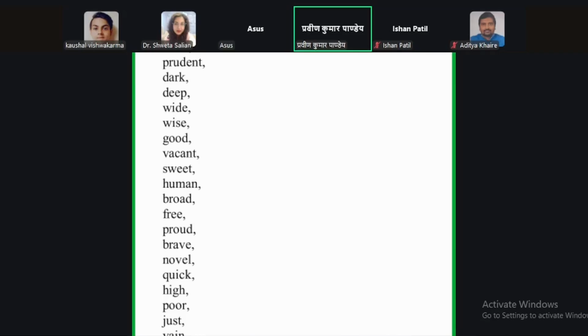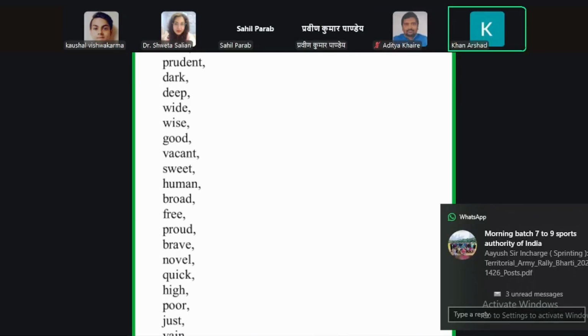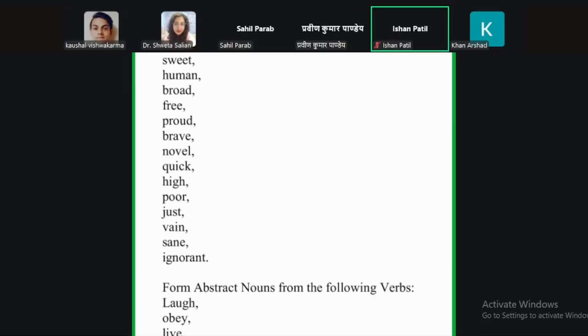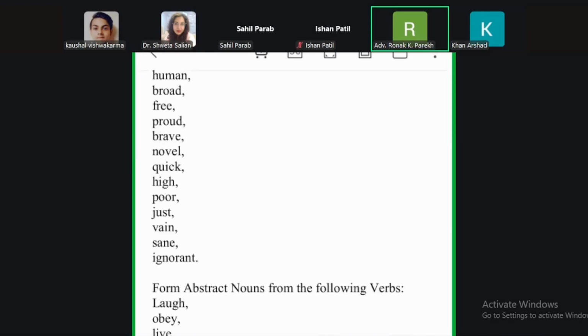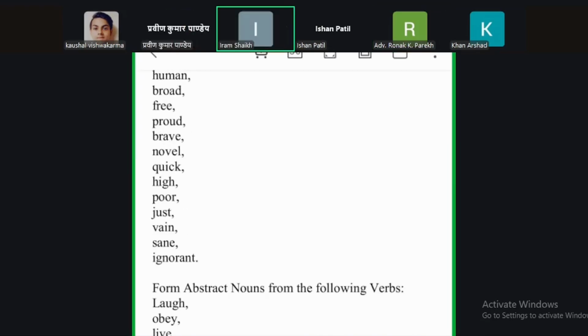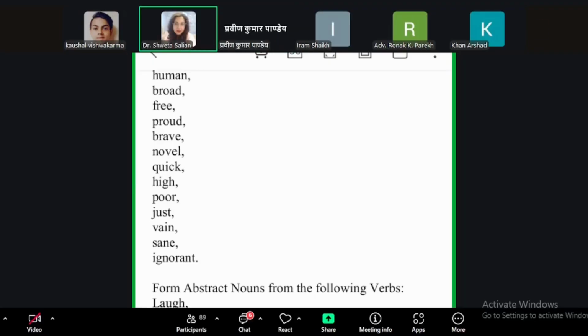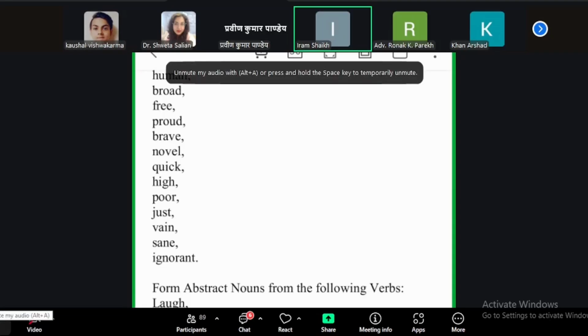Then proud, pride. Then next one. Brave, bravery. Very good. Novel, novelty. Very good. Quick, quickness. See, quickly becomes an adverb. When you add "ly," it becomes an adverb. Okay. Quickness.